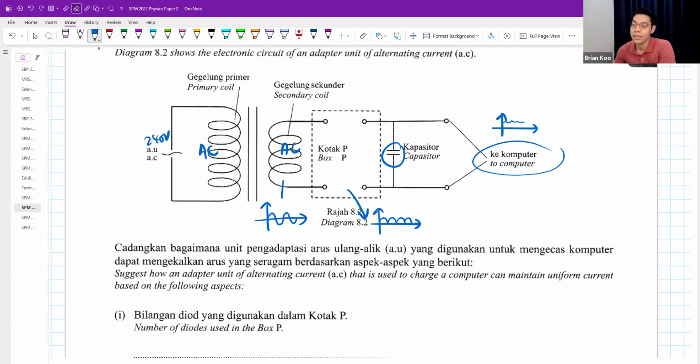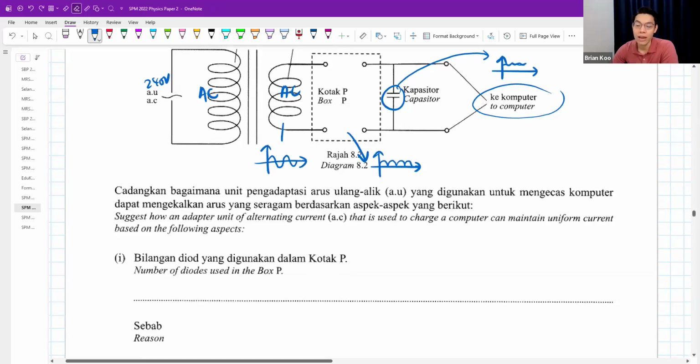The moment you have your capacitor, it will smooth out the current. It will look something like this. It will be pretty flat. It will not go up and then go down, up and then go to zero. It will never touch zero. It will be pretty smooth going into your computer. That's why the adapter is normally quite expensive.